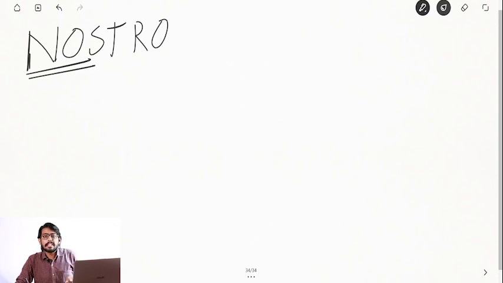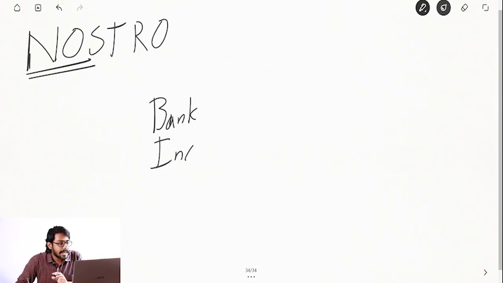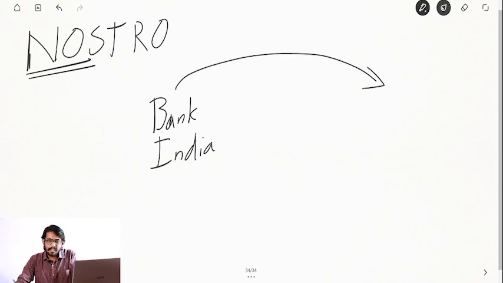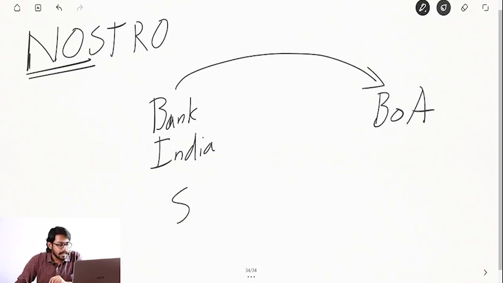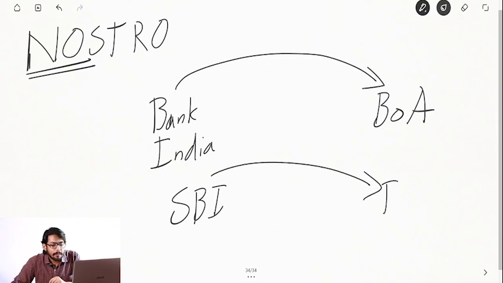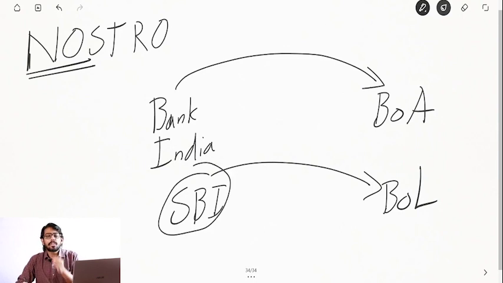If a bank based in India, I don't say Indian bank because there is an actual Indian bank, Bank of India is also another bank. So if I say Bank India, there is no bank called Bank India. If a bank based in India opens an account with a foreign bank, Bank of America. If SBI has an account with Bank of America or Bank of London, that is called SBI's Nostro account.